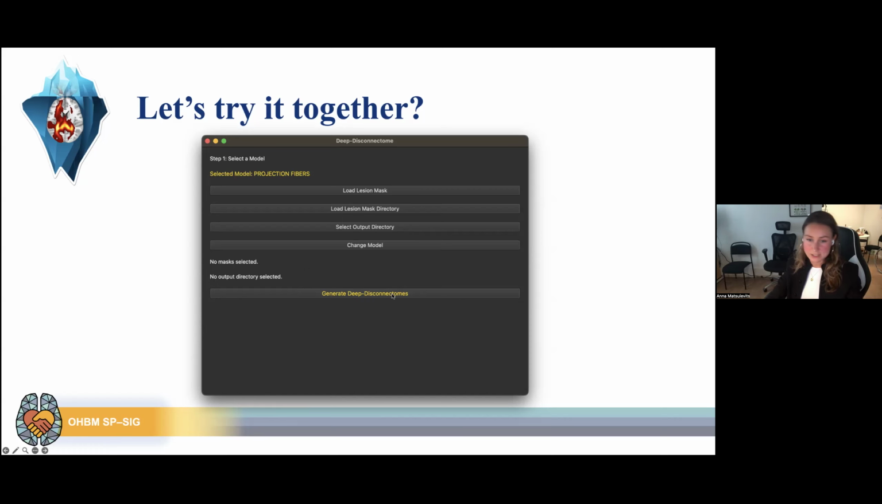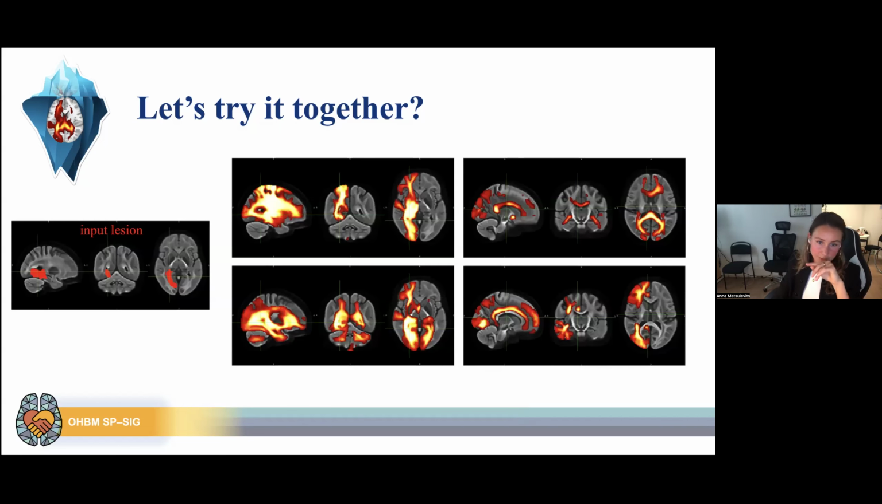And once you generate it, it's pretty quick as well, it happens within seconds. You obtain a NIfTI file in the same directory or in your output directory, based on the model that you selected, so it will be named after that as well. And then you can just proceed and, for example, change the model from projection to commissural fibers. And so this is how the output that you get would look like.